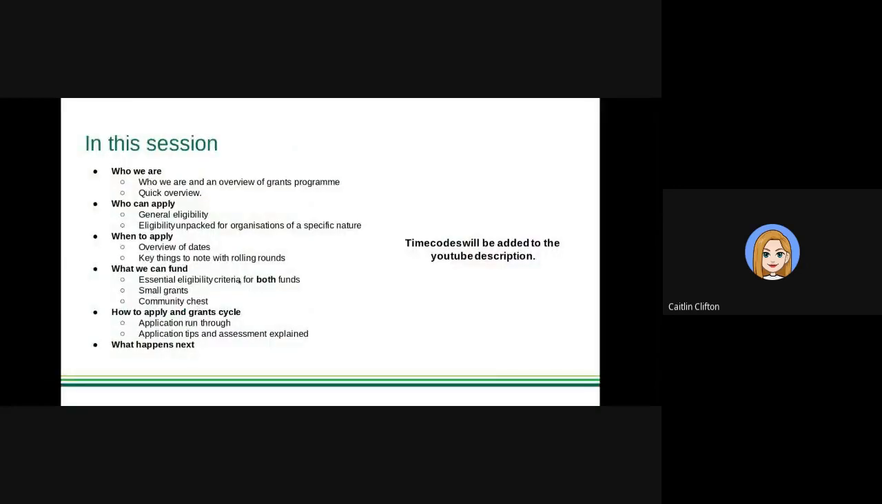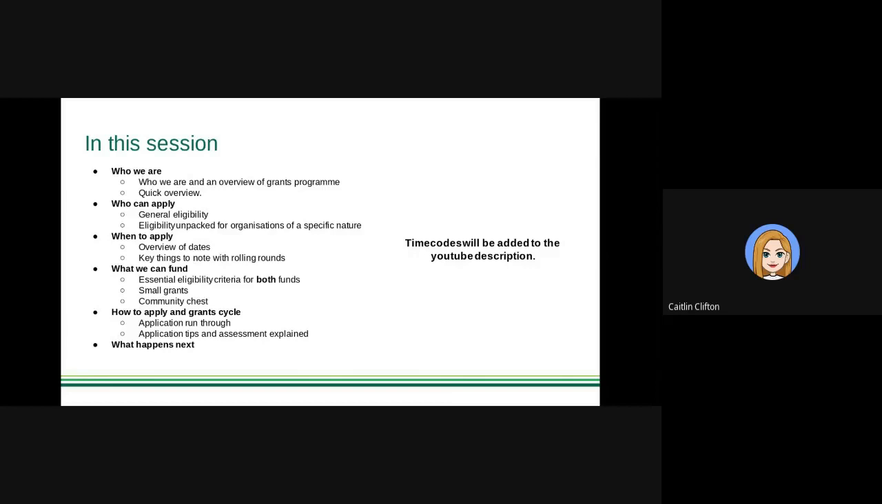So, in this session, I'm going to quickly go over who we are and an overview of the grants program, who can apply, when you can apply, and some key things to note with our rolling rounds. What specifically we can fund, including the general eligibility criteria for both funds, and then we'll dive deeper into small grants and community chest. And most of those things we'll be reading from the guidance.